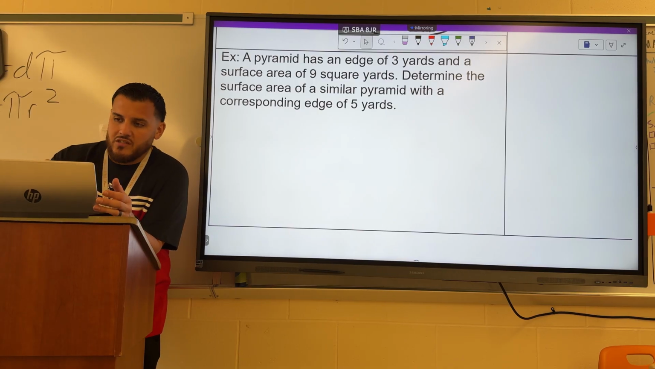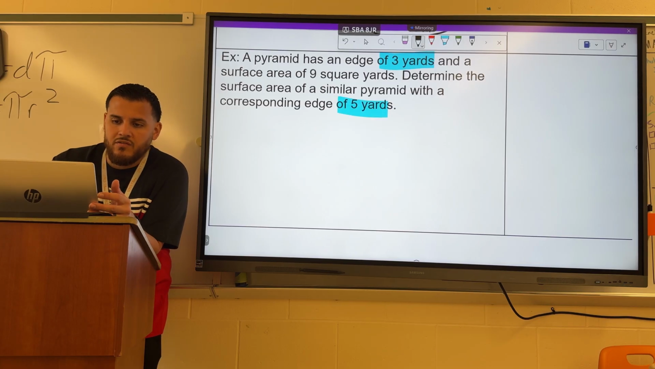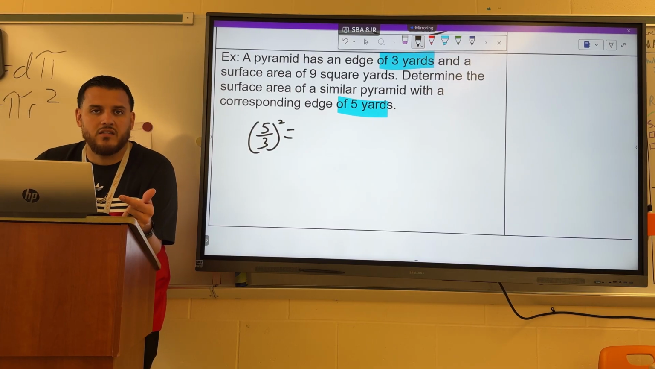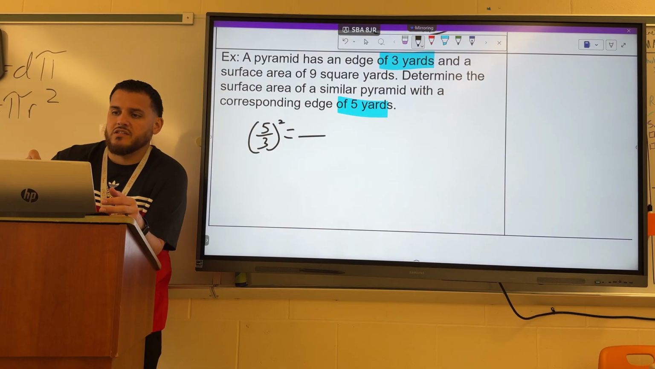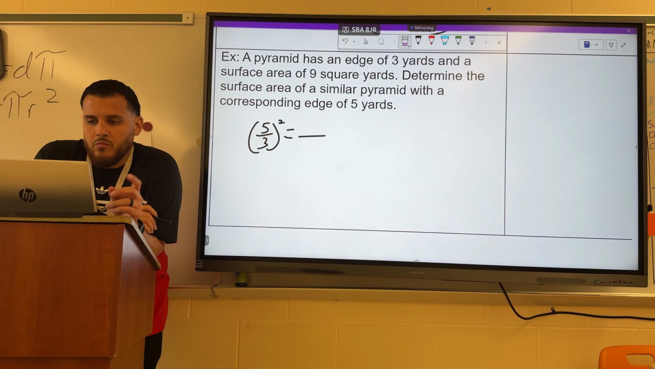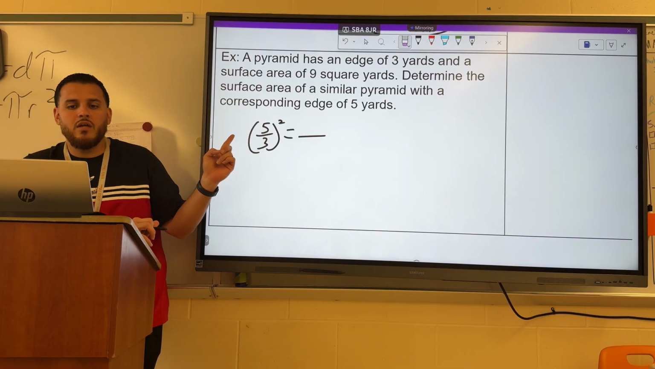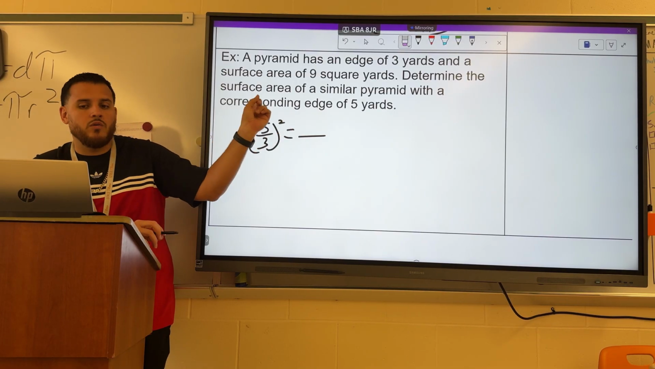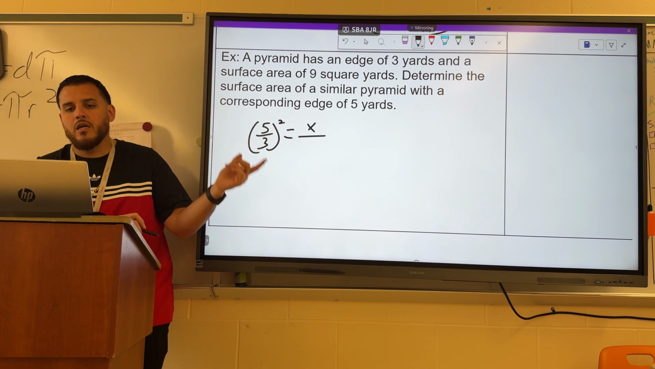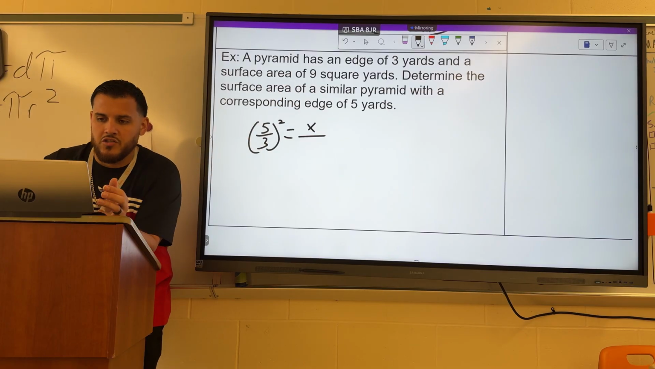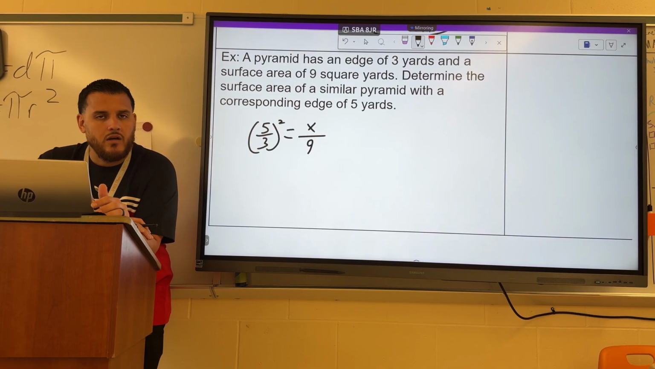So my edges can give me my scale factor. I started with a 3, end up with a 5. That's a scale factor of 5 to 3. Again, that squared will equal the value of our surface areas, okay, in the same ratio. So I put 5 on top. That is from my new pyramid with an unknown surface area. So my unknown variable needs to also be on top on this side compared to the surface area of the original, which had 9 square yards.